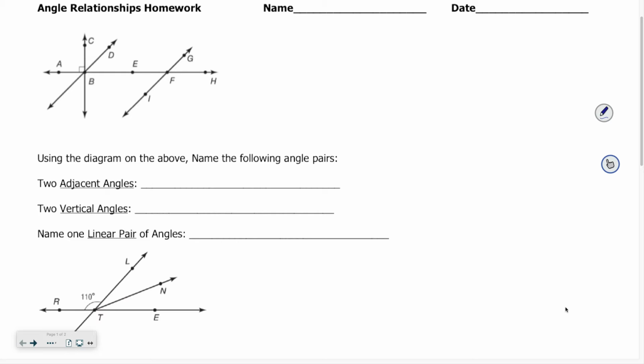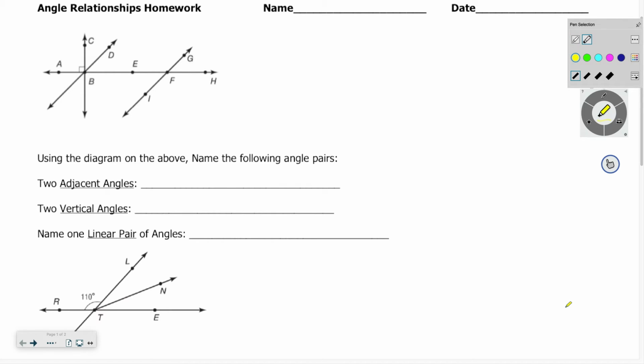Do you and your neighbor have to have the exact same answer? No, because there's definitely more than one option. So the first blank says 2 adjacent angles. Adjacent angles means that they are beside each other and they share a common side. Now, don't change your answer yet.